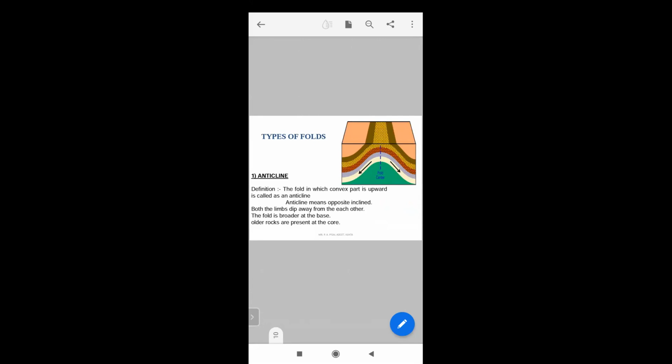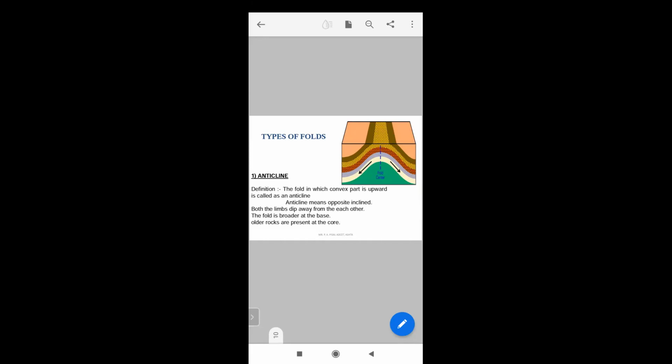Different types of the fold. When you see a textbook you can get a number of types of folds, but here we are going to discuss the folds which are important from our civil engineering point of view. You have to prepare only these types of the fold, don't prepare other types. So in the types of the fold, the first and most common type of the fold is the anticline fold. Anticline.